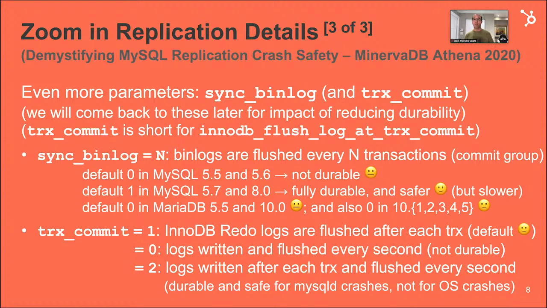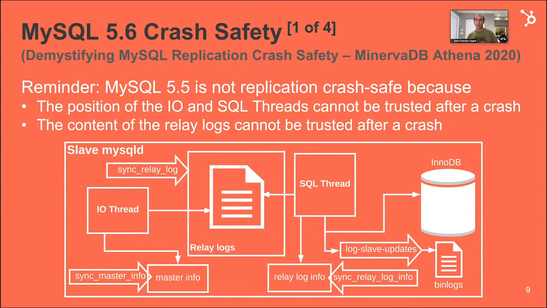Now that all that is defined, let's talk about MySQL 5.6 replication crash safety. A reminder: 5.5 is not crash safe because there's no way to do things atomically. So we cannot trust relay log info, we cannot trust master info, and we cannot trust the relay log because it was not flushed.